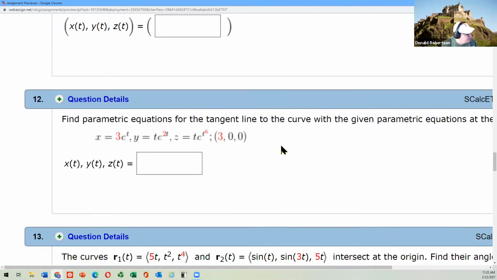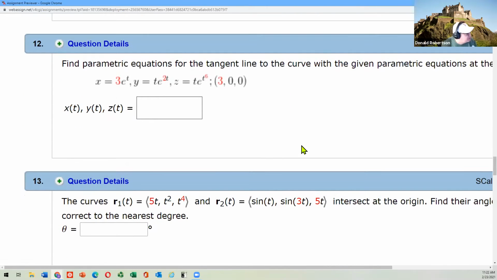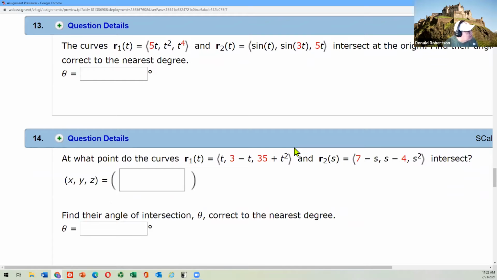Okay, next question you're going to look at, and I'm glad it's in front of me because it saves me having to write the question down. Find the parametric equation for the tangent line. Oops, wrong one, sorry. Here we go. 2 parametric curves, R1 and R2, intersect at the origin. Find the angle at which they intersect to the nearest degree. Okay, so here's a new puzzle.